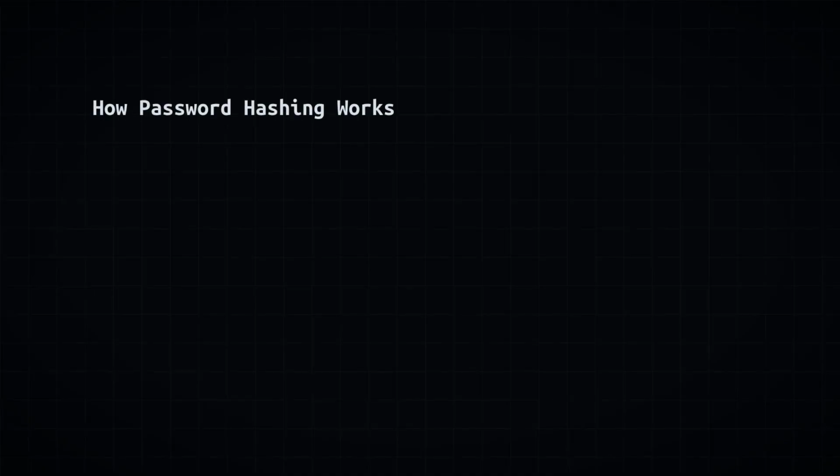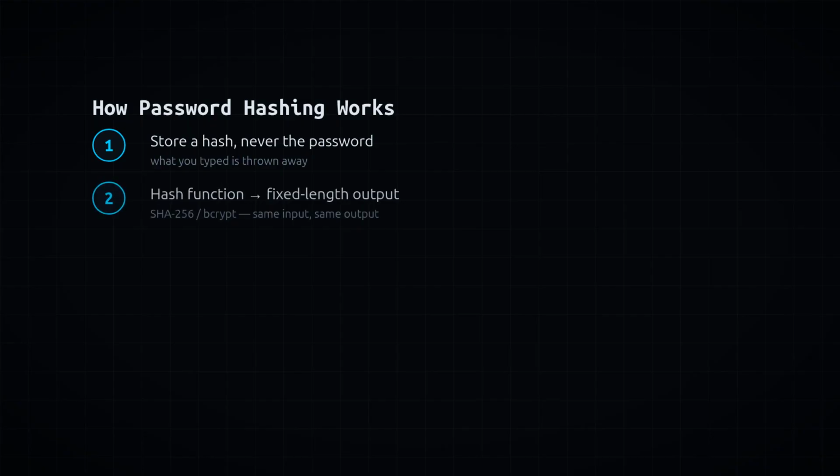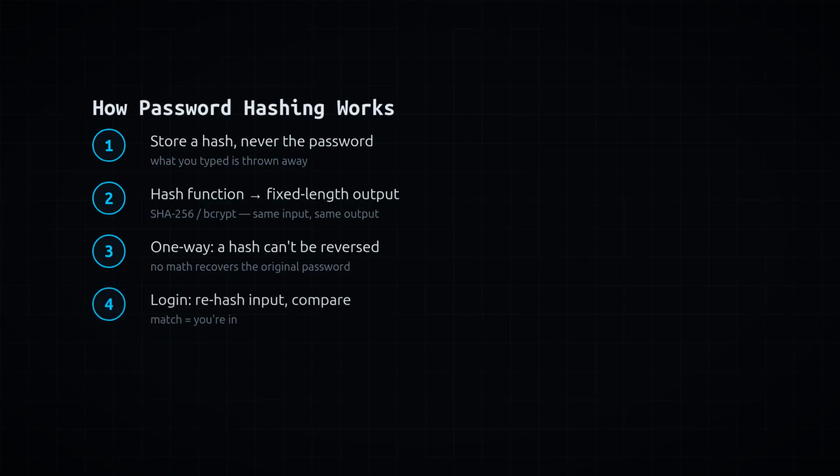When you set a password on a website, the site should not store your actual password, it stores a hash. A hash function like SHA-256 or bcrypt takes any input and produces a fixed-length output that looks like random data. The same input always produces the same output, but the function is designed to be one-way. You cannot reverse a hash to find the original password mathematically. To verify your password at login, the site hashes what you typed and compares it to the stored hash. If they match, you are in.